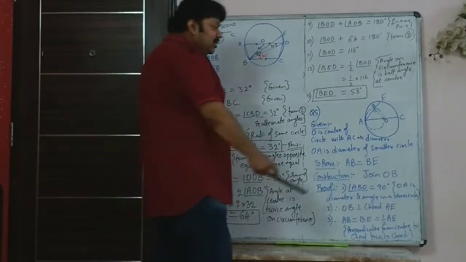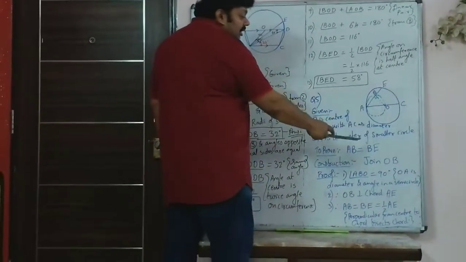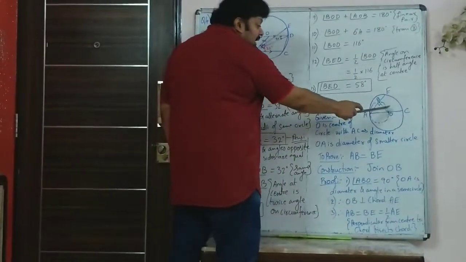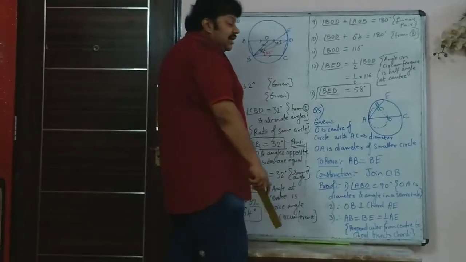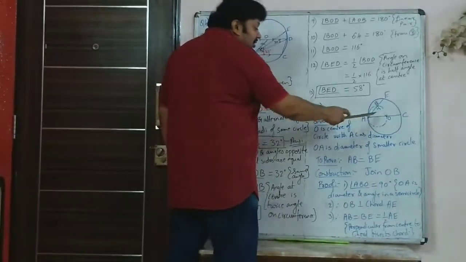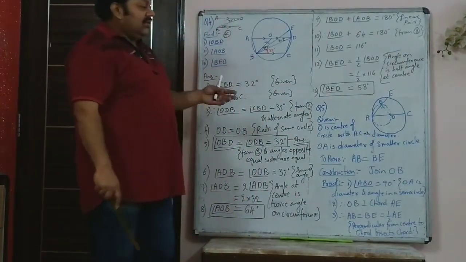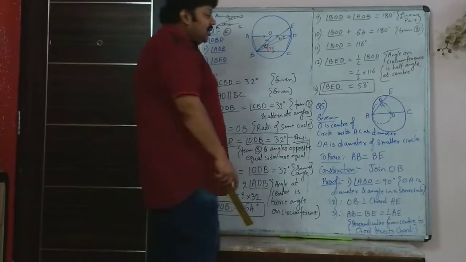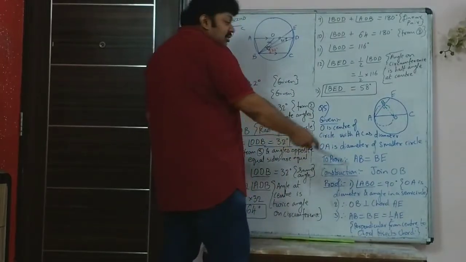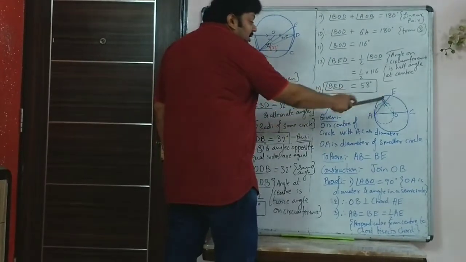It's very simple. Just join OB. When you join OB, you will get angle AOB, ABO. Angle ABO is 90. Why is angle ABO 90? Because AO is diameter, it is angle in a semicircle. That is why ABO is 90 degree. So once you have got it as 90, you can say that OB is perpendicular to chord AE.